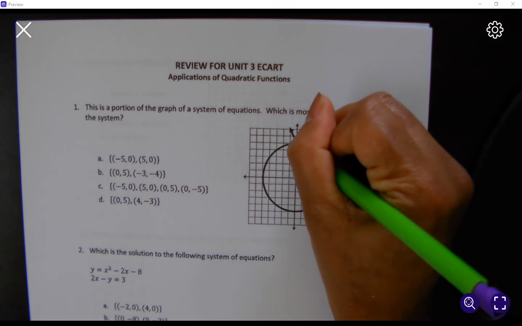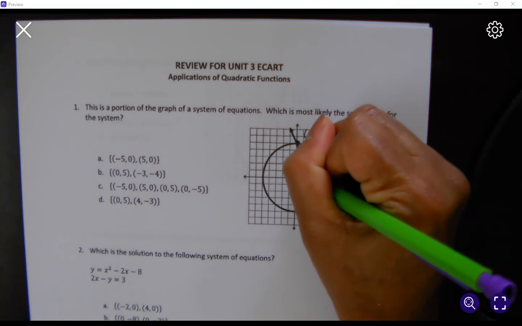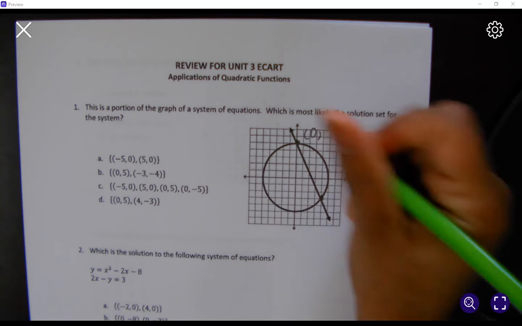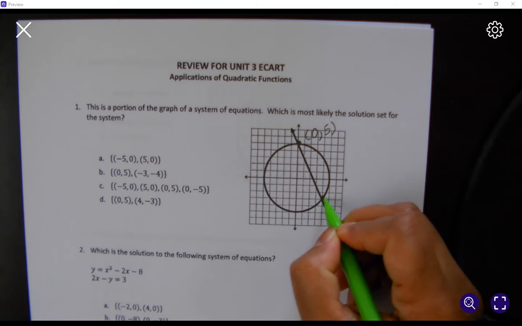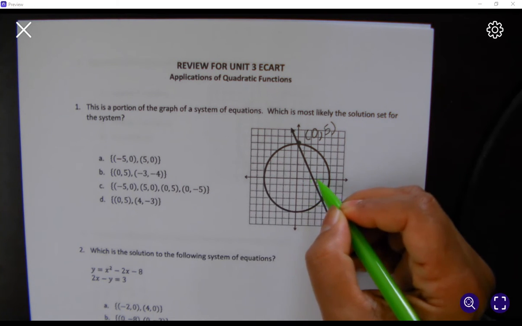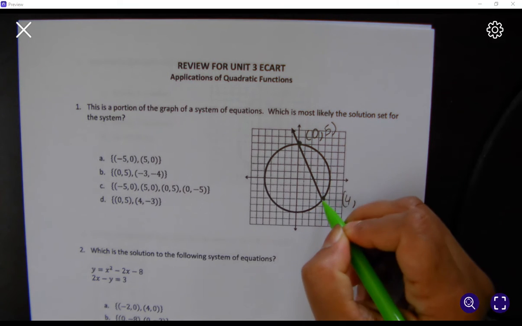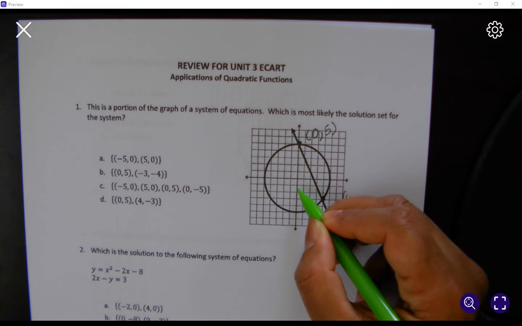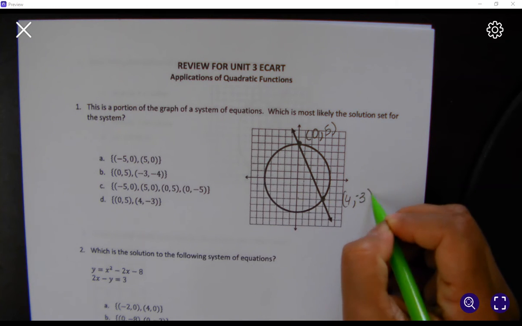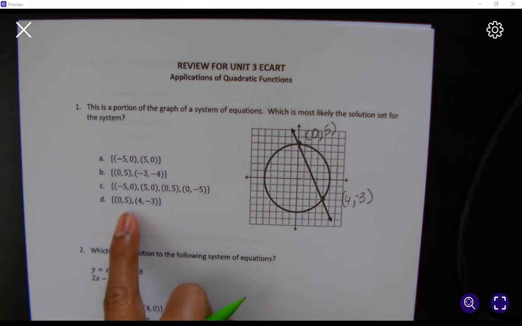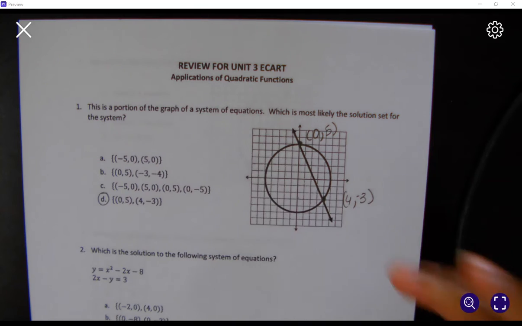Looks like the coordinate for this, the x coordinate is 0, and then the y coordinate is 1, 2, 3, 4, 5. So 0, 5. And then the other one here is 1, 2, 3, 4. X is 4. And then the y is negative 1, negative 2, negative 3. So negative 3. So 0, 5, and 4, negative 3. Answer choice is D.